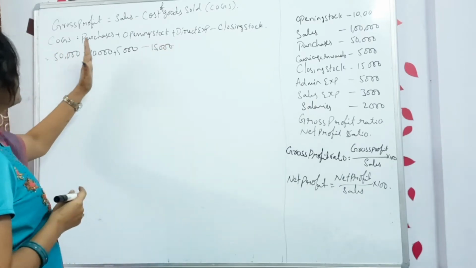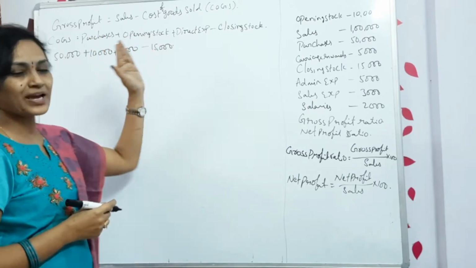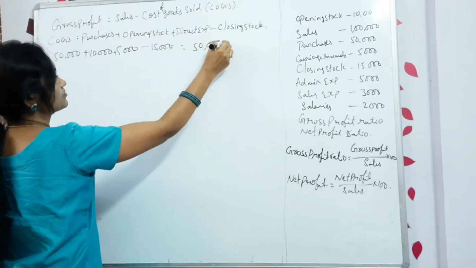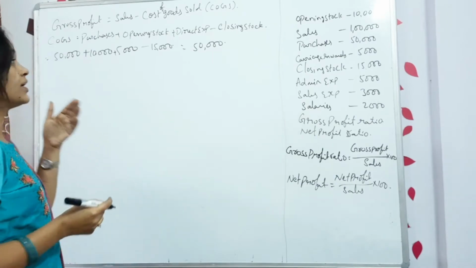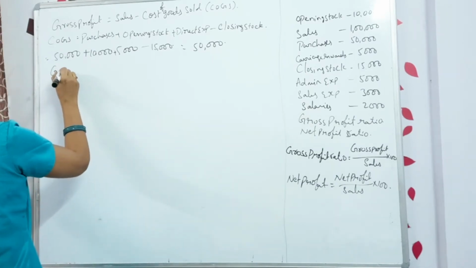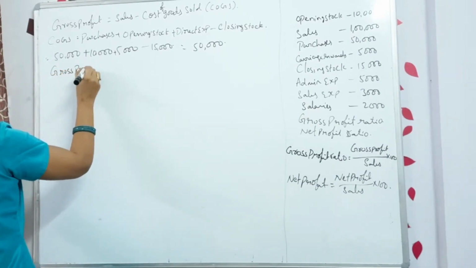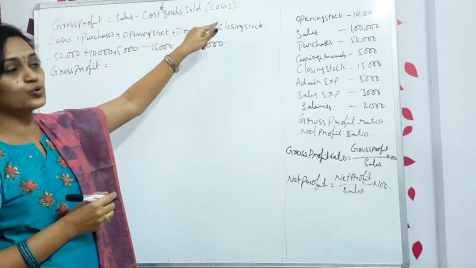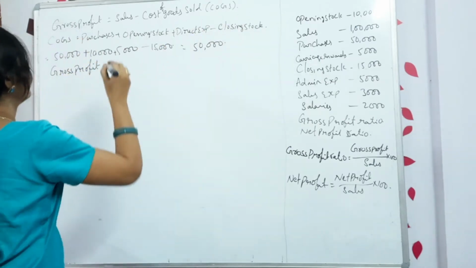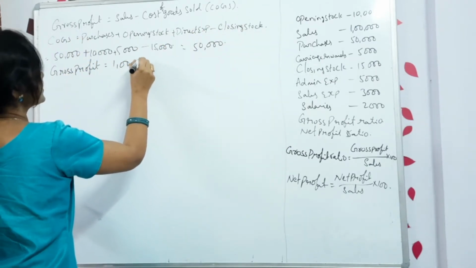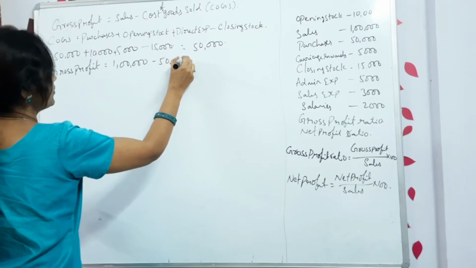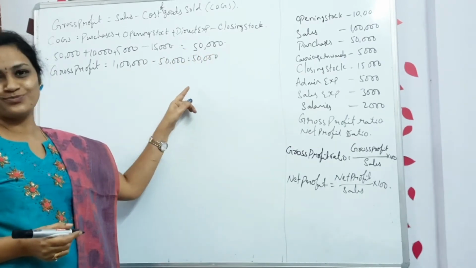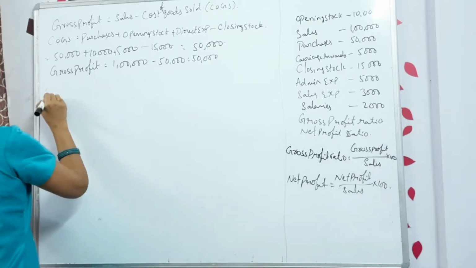Okay, 50,000 plus 10,000 plus 5,000 minus 15,000. How much will you get? It is 50,000. Okay, now let's find out what is gross profit. Gross profit is equal to, already we have written the formula, sales minus cost of goods sold. What is sales? 1 lakh. 1 lakh minus 50,000. Then how much will you get? Gross profit is 50,000.